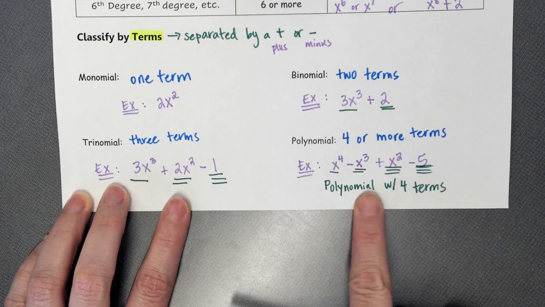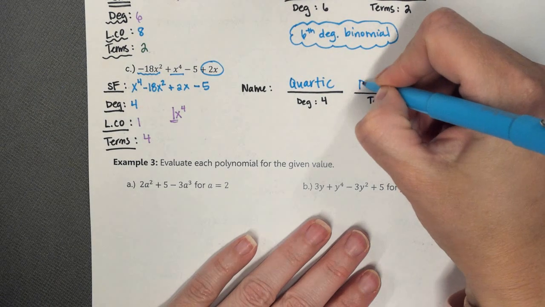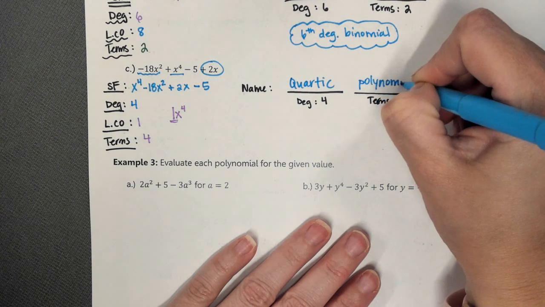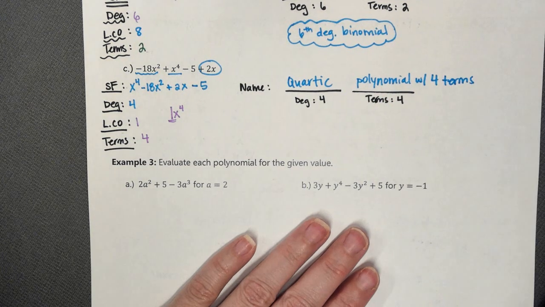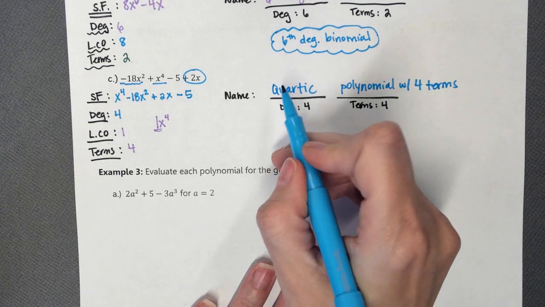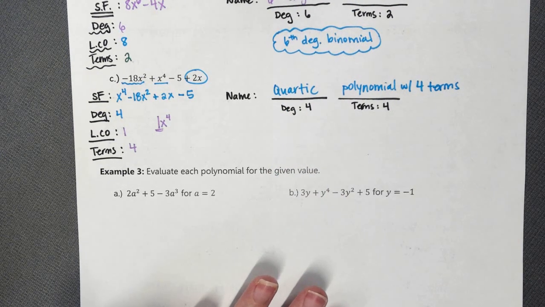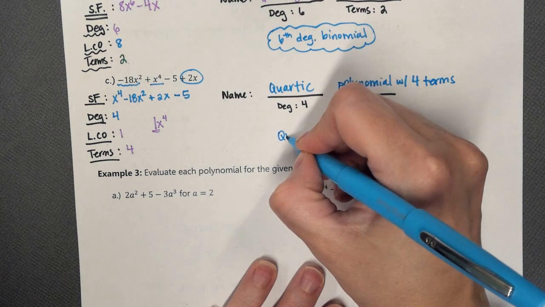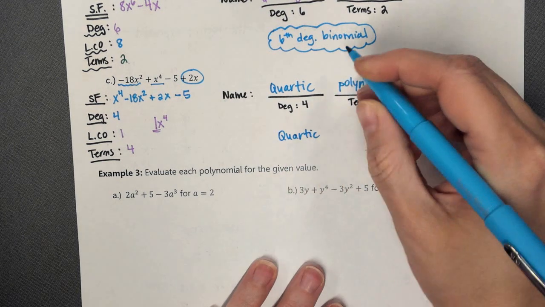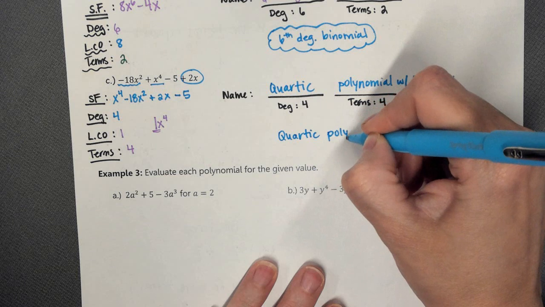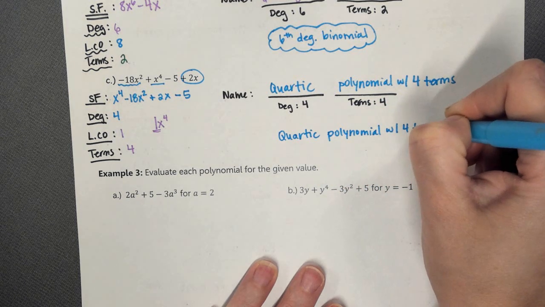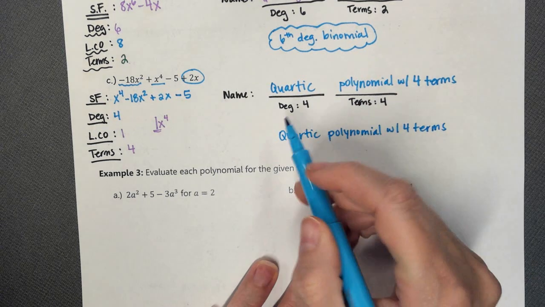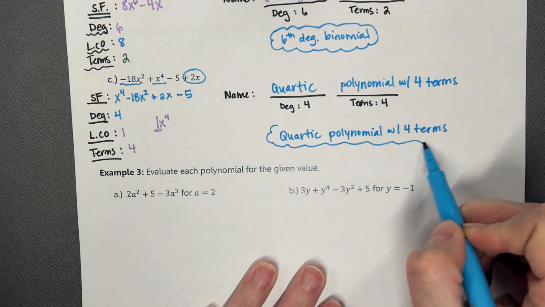So the way that you would write it is this. It's a polynomial with 4 terms. So it's a quartic polynomial with 4 terms. And that's the whole name. I've just been rewriting it down there so you can see what you'd write. Quartic polynomial with 4 terms. And anything that's above 4, that's what you call it. It doesn't have a special name.